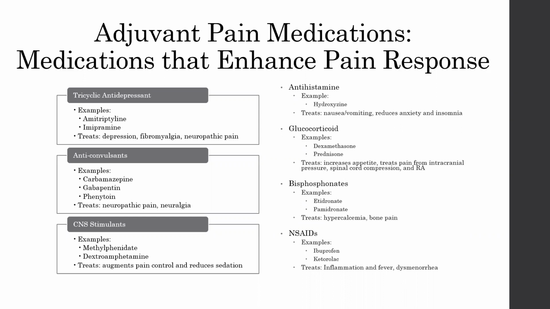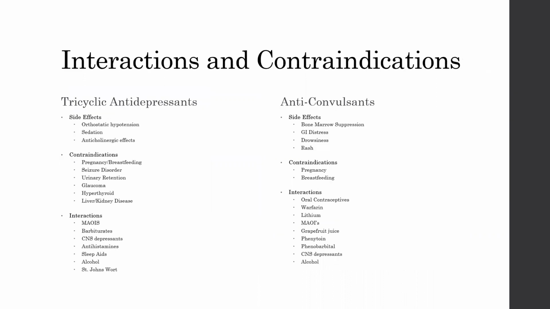Glucocorticoids like dexamethasone and prednisone can increase appetite, treat pain from intracranial pressure, spinal cord compression, and rheumatoid arthritis. Bisphosphonates like etidronate and pamidronate can treat hypercalcemia and bone pain. And then NSAIDs like ibuprofen and ketorolac can treat inflammation and fever as well as dysmenorrhea. Interactions and contraindications for tricyclic antidepressants is it can cause orthostatic hypotension, sedation, and anticholinergic effects.